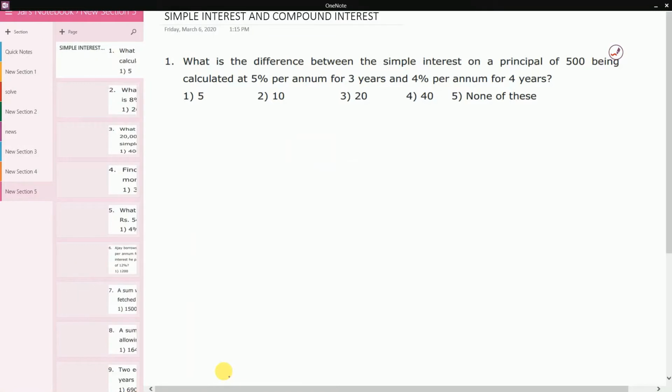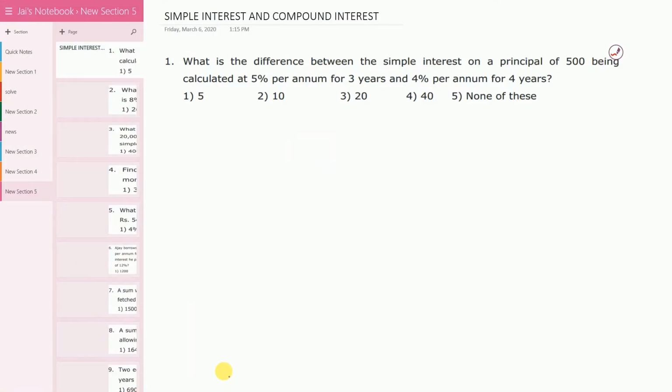So hey guys, in our last lecture we covered questions on the topic profit and loss. So today we'll be covering questions on the topic simple interest and compound interest. This is a somewhat similar concept that is related to profit and loss, or we can say that it is related to money. So without wasting our time, let's start with the first question on compound interest and simple interest.